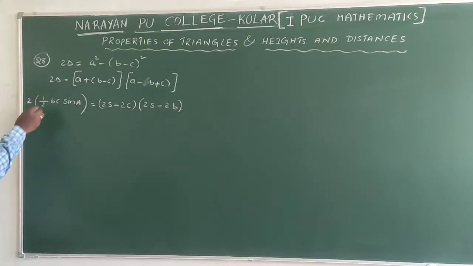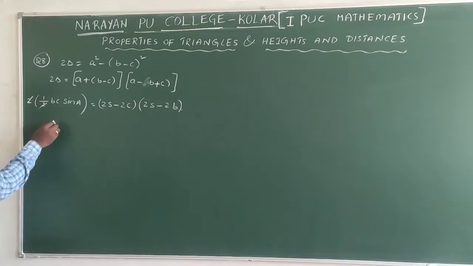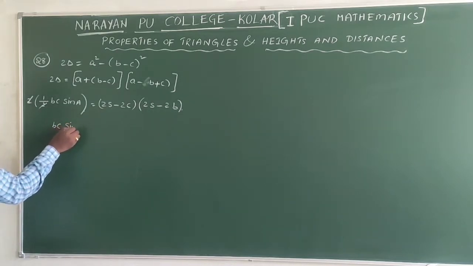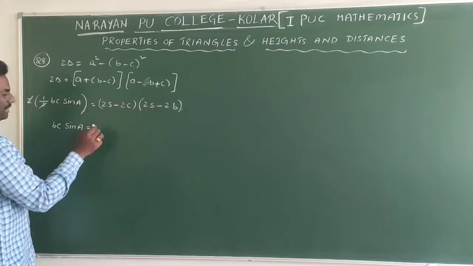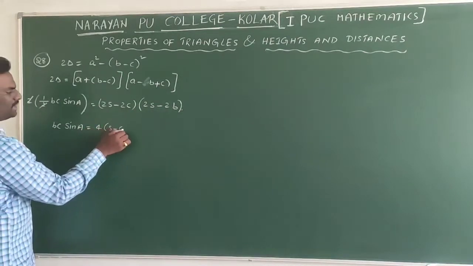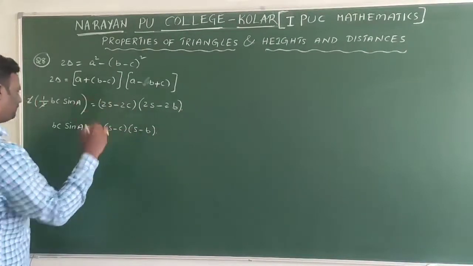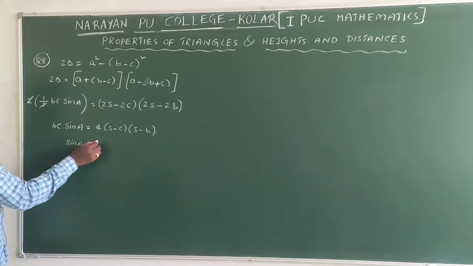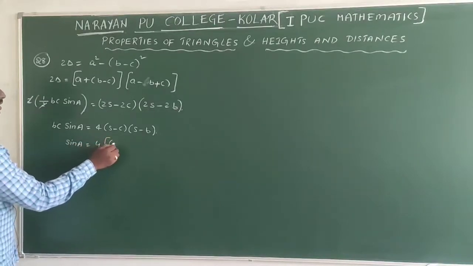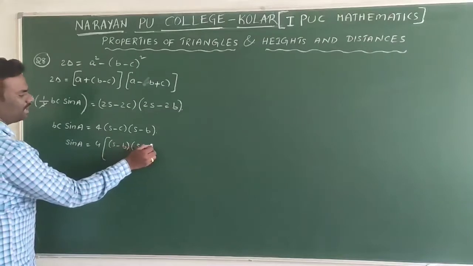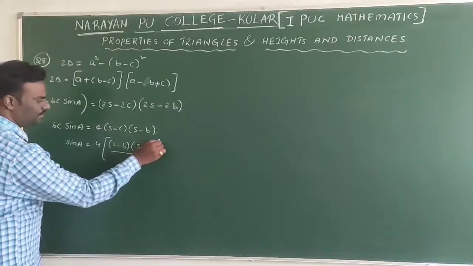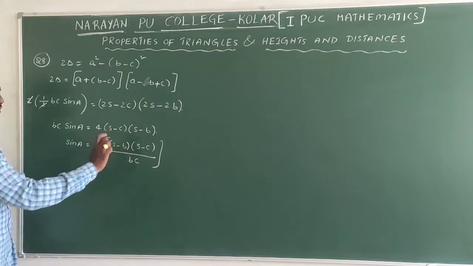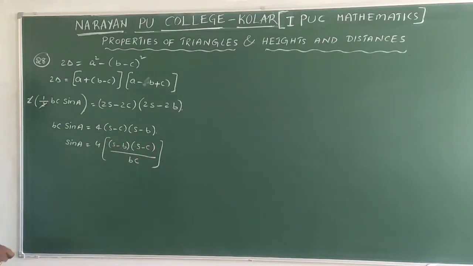Now here 2 gets cancelled. bc sin A is equal to, here we take 2 common, here also 2 common, 2 times 2 is 4 into (s minus c) into (s minus b). Now sin A is equal to 4 into (s minus b)(s minus c) by bc. For sin A by 2 the formula has a root, but the root is not there, that's why the square will come.